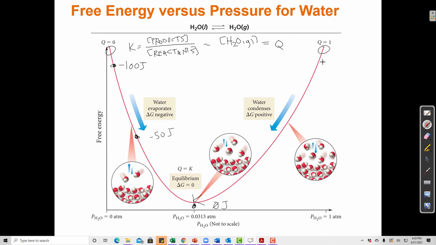Up here, delta G is 100 joules, positive. So if it's positive 100 joules, then the reaction is going to move backwards, right? So when I'm looking at this reaction, it goes forwards when delta G is negative, or it goes backwards when delta G is positive, right? And then I would have down here plus 50 joules until we get down to the bottom again, 0 joules. So Q and K, or delta G, are telling us the same thing, which direction the reaction is going to move.